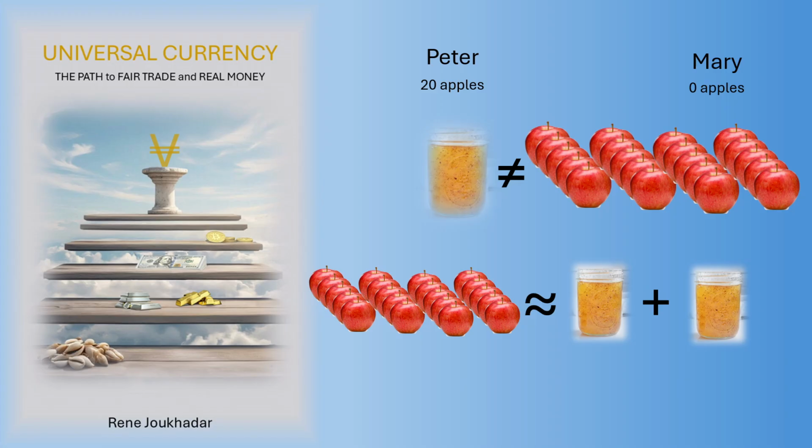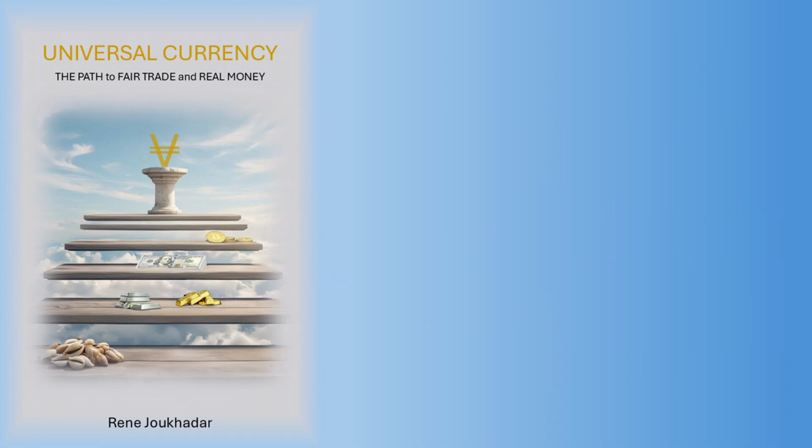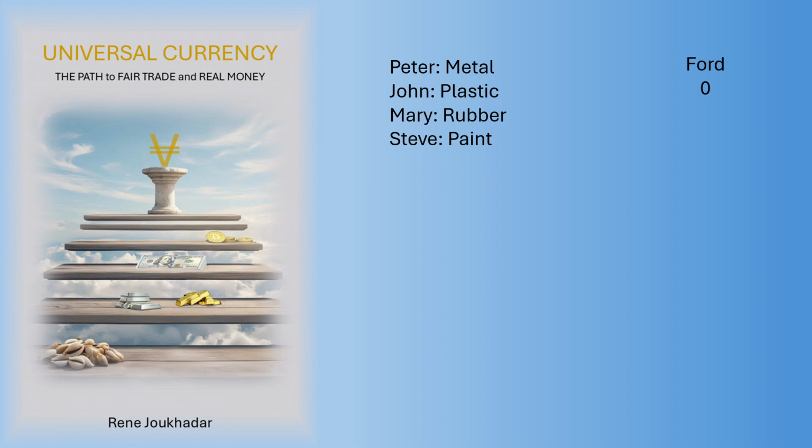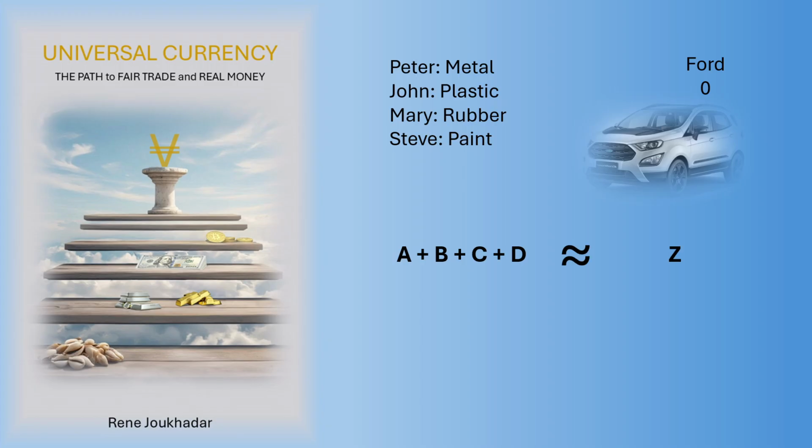You may say, okay, this is basic early human economics, but how is it relevant to modern advanced economies and complex trade? Let's find that out in the next example. This last example demonstrates a much more complex form of barter trade that is actually very relevant to modern economies. Consider the case of Peter, who has metal, John has plastic, Mary has rubber, and Steve has paint. And Ford has nothing. However, Ford offers to make a car for each one of these primary product makers in exchange for their products. For simplification purposes, we will assume that a car is made only of these four components, where A represents metal, B represents plastic, C represents rubber, and D represents paint, and Z represents the car.